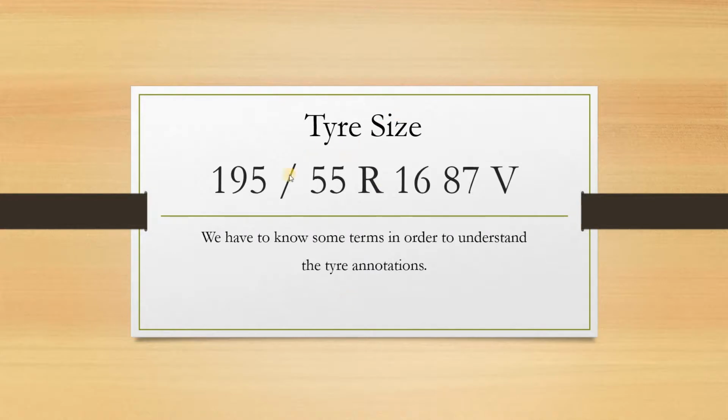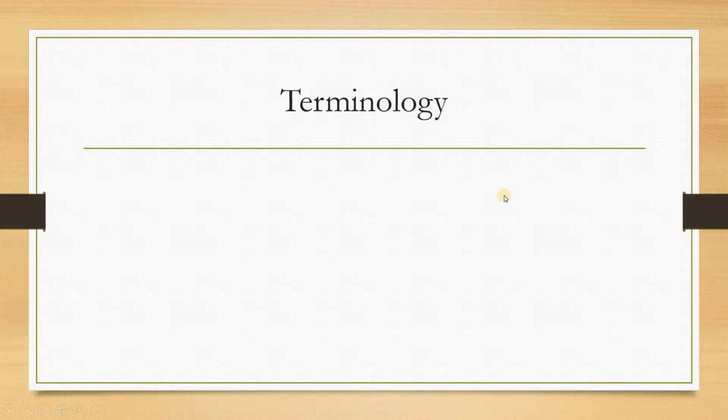In today's video, we are about to discuss the tire size and how to understand the tire annotations. Basically, the tire size is denoted in such a way: 195/55 R16 87V, or the numbers and the alphabets might change, but the notation way will remain the same.